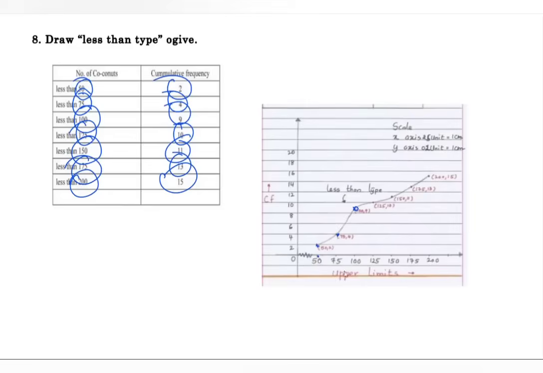for the less than ogive. On the x-axis, what we have is upper limits. On the y-axis, it is cumulative frequency. Directly they'll give it in the exam. What you should do is just plot it. In case they give the class interval and frequency, you should calculate the cumulative frequency. Then you should take the upper limits and plot them with the cumulative frequency. And also scale is very important.